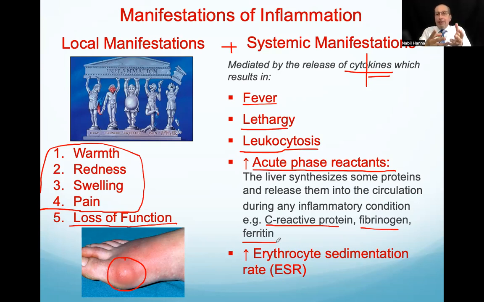If you have ankle sprain, your C-reactive protein goes up because you have inflammation caused by this trauma. So these acute phase reactants are non-specific proteins. They do not tell you what is the cause of inflammation, but they tell you that the condition you have is inflammatory in nature. Also, another systemic manifestation of inflammation is elevated ESR.